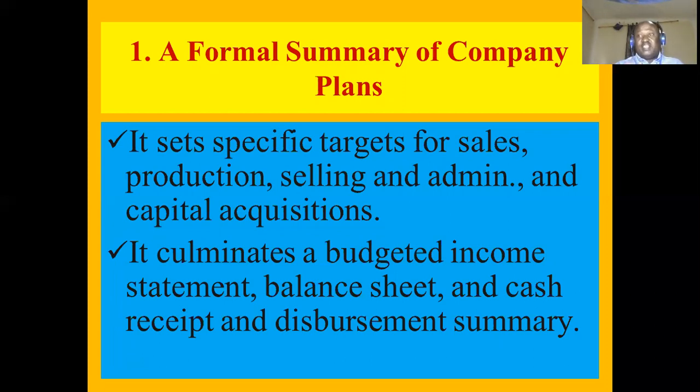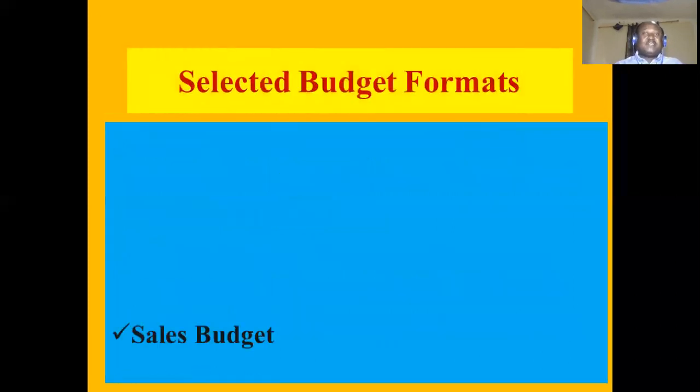All these are predetermined. They are set before we actually get engaged in any kind of operation. It also culminates in a budgeted income statement, balance sheet, and cash receipt and disbursement summary. All these are prepared, and the nearer they are to the actual figures, the more efficient an organization will be. If the variances are so big, then it's a sign of inefficiency or poor managers.